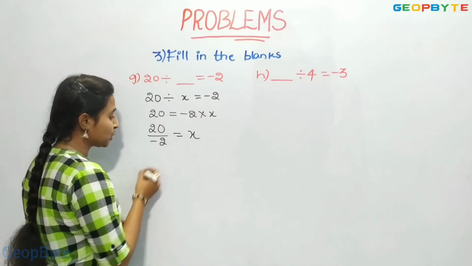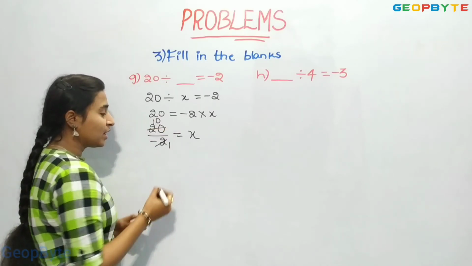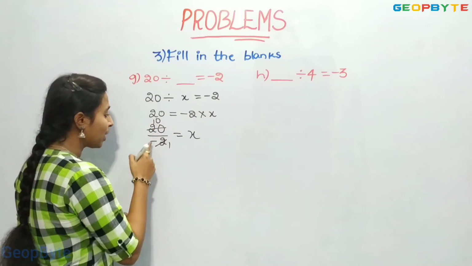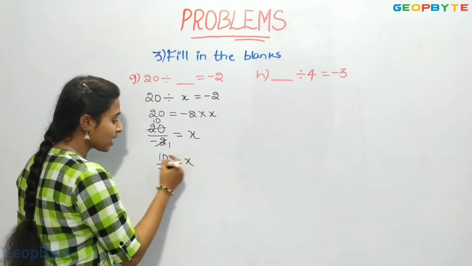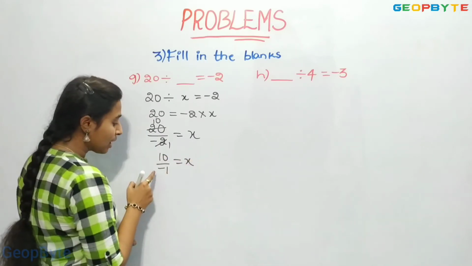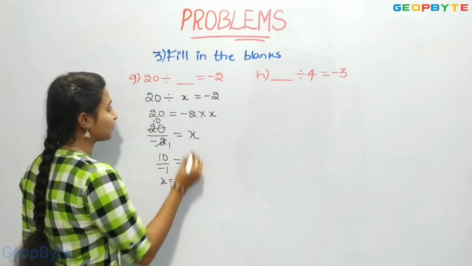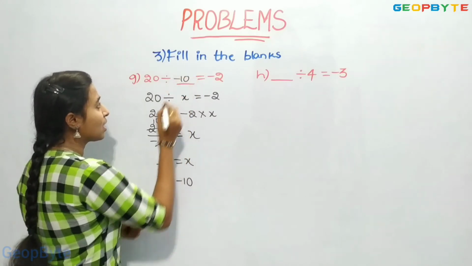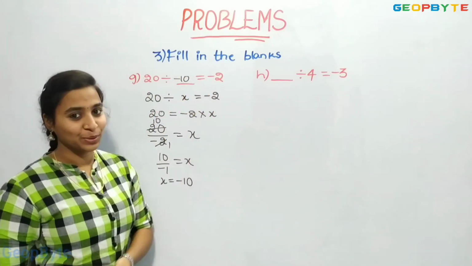20 by minus 2. 2 ones are 2. 2 tens are 20. 10 by minus 1 is equal to x. 10 by 1 is 10. We have minus sign. So, x is equal to minus 10. 20 by minus 10 is equal to minus 2.